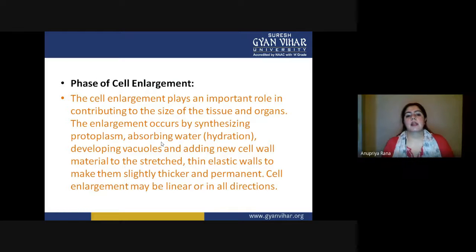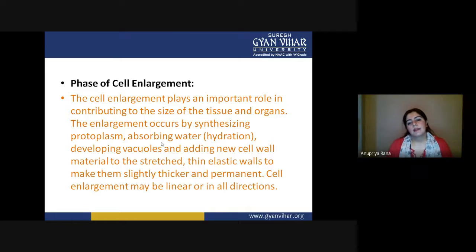Now, the phase of cell enlargement. Cell enlargement plays an important role in contributing to the size of the tissue and organ. Here we contribute to making a bigger tissue and organ. The enlargement occurs by synthesizing protoplasm, absorbing water, developing vacuoles, and adding new cell wall material to the stretched, thin, elastic walls to make them slightly thicker and permanent.